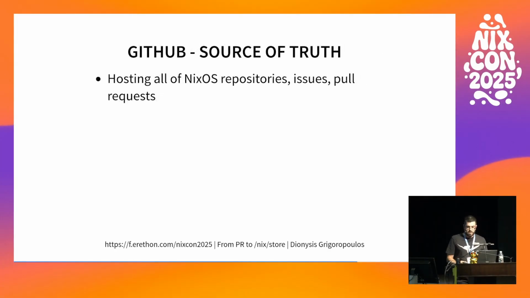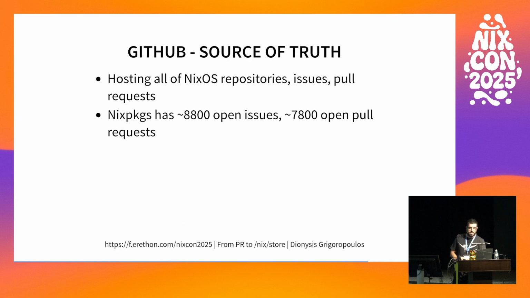So now that we've seen how the packages are built and signed, we can move on to see where the source code for all of this is defined. This is GitHub. GitHub is hosting all of the NixOS repositories. It has all the issues, all the pull requests. The Nixpkgs repository at the moment has about 8,800 open issues and 7,800 open pull requests. In comparison, this time last year, we had about 6,100 open pull requests.